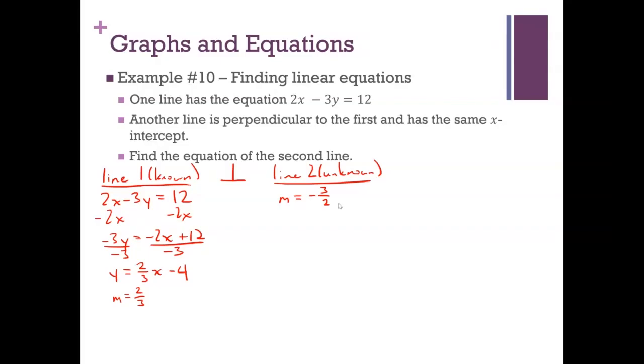So I have the slope, but that's not enough to get the full equation of that line. So what other connection do I have to make? There's one piece of information in here that we haven't used yet.